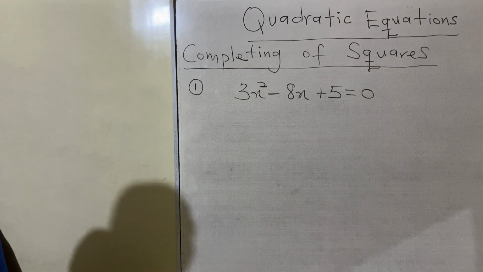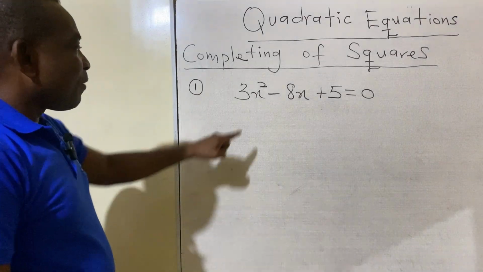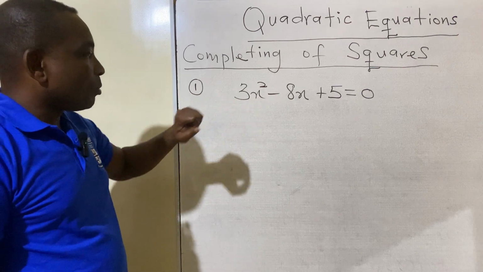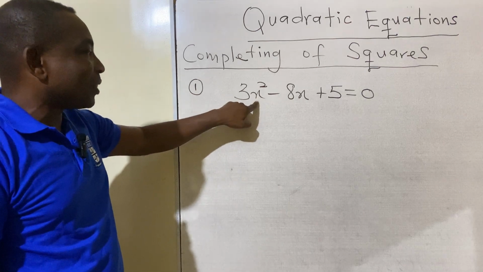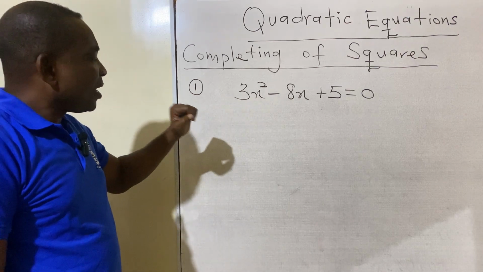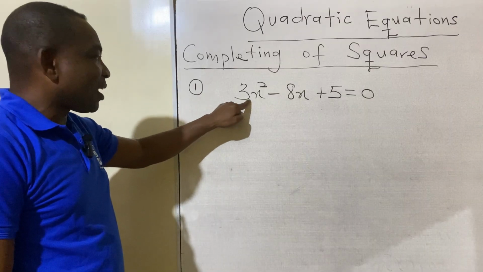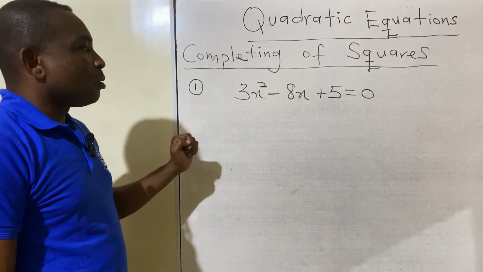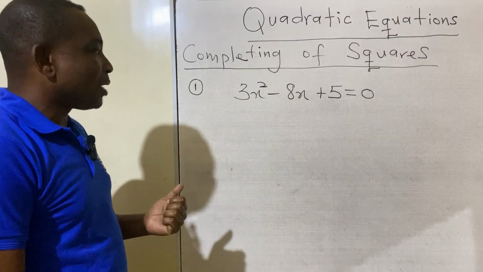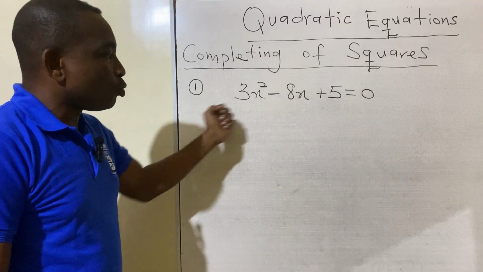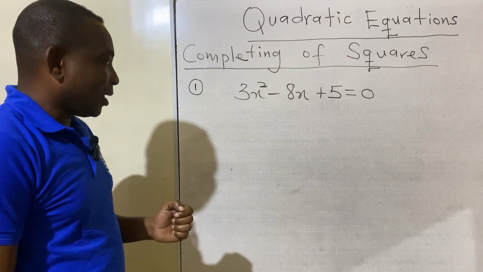The first step is to make sure that the coefficient of the variable squared term is 1. Here, the coefficient of the variable squared term is 3. We have to manipulate it to 1. How do we do that? We need to divide through the equation by 3.